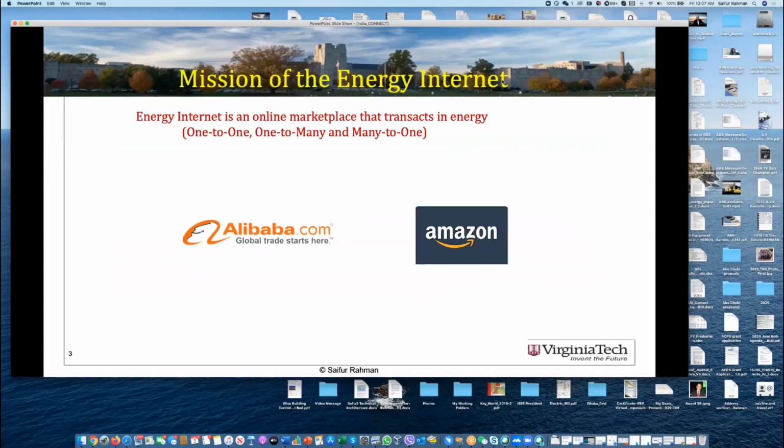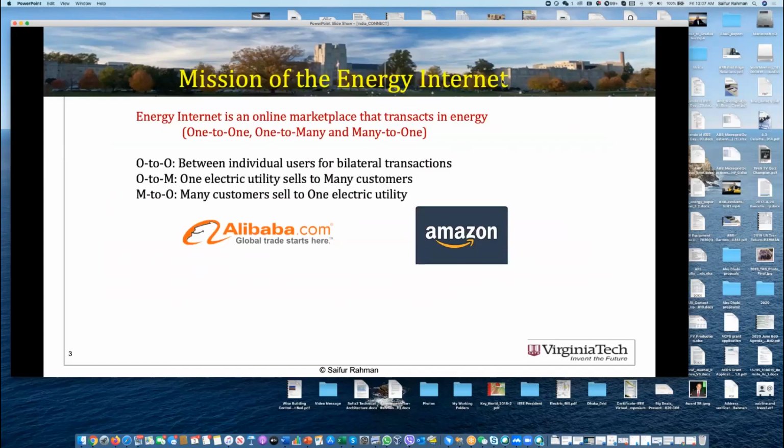When you say transaction, it can mean one of three things. One-to-one, like I put my book on Amazon and you buy it from Amazon. Or one-to-many. Examples here: one-to-one between individual users for bilateral transactions. One-to-many, for example, one electric power company sells to many customers. Bangalore, BESCOM, the local supply company, sells to Bangalore-based businesses, homes, and so on. Many-to-one, M2O: many customers sell to one electric utility, like happening in many places. New Delhi, for example, many rooftop solar people or solar buildings can sell power to the local power company. Those are the options.